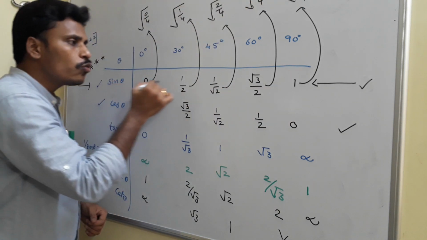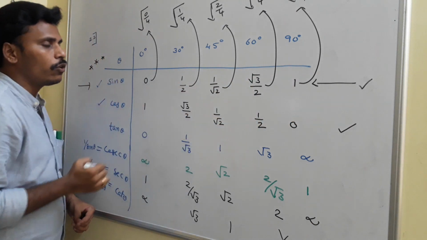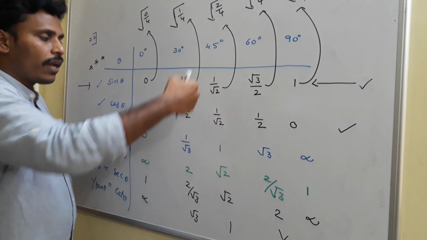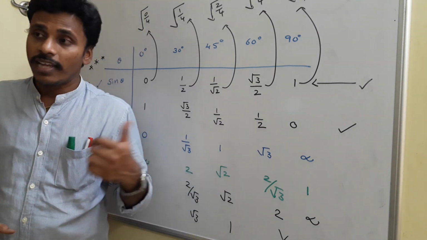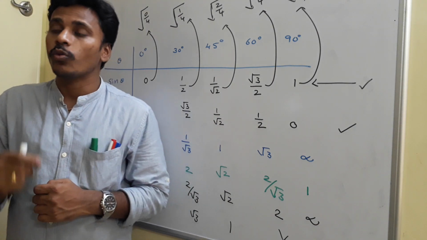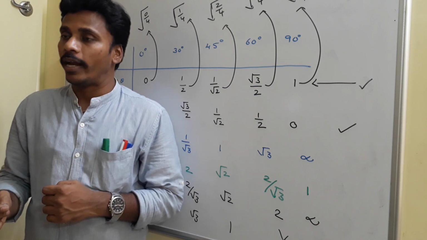Okay. And if you know the first row values, reverse it to get the second row. Divide to get the third row. Reciprocal these 3 to get the remaining 3. Just have a look at this. The table and its values are very important to solve many problems, right? Just have a look.